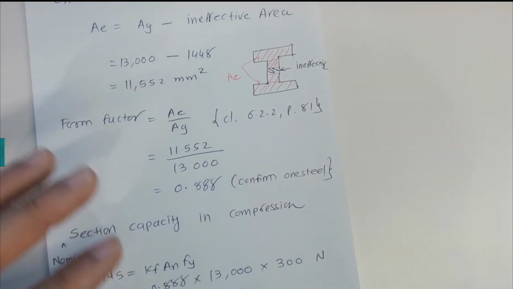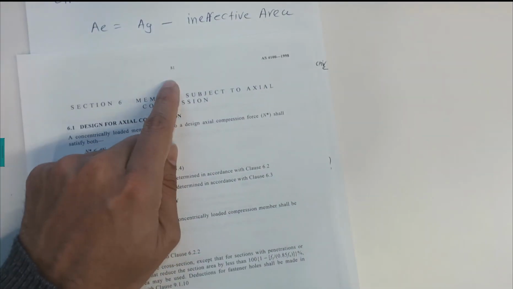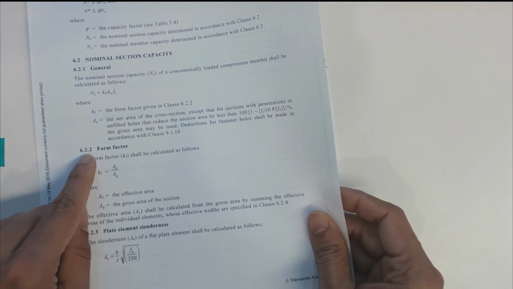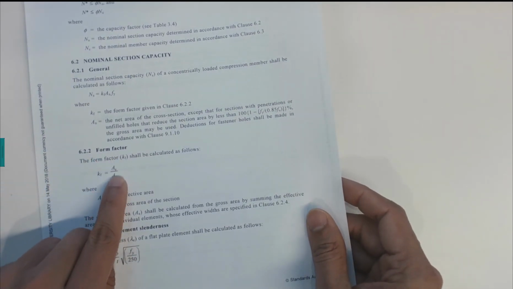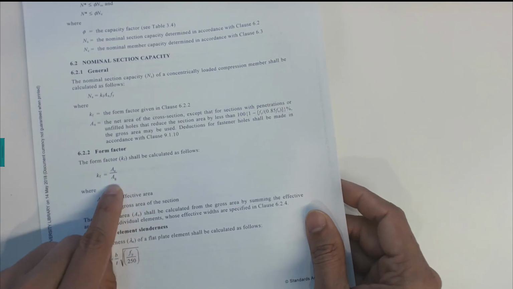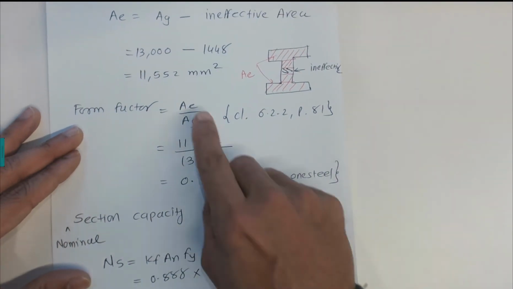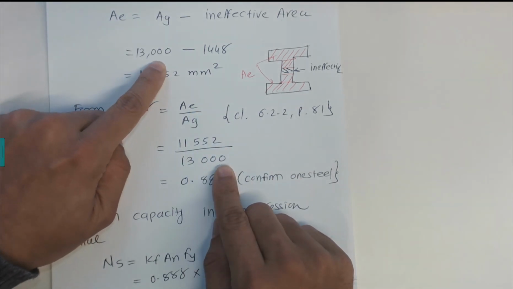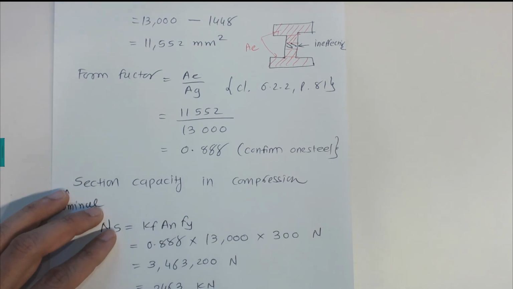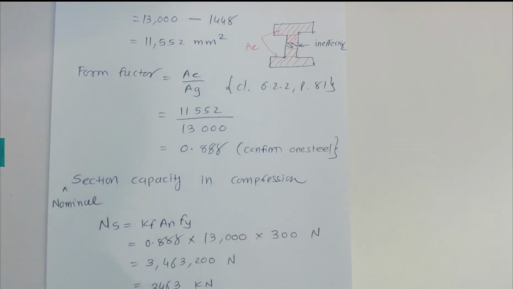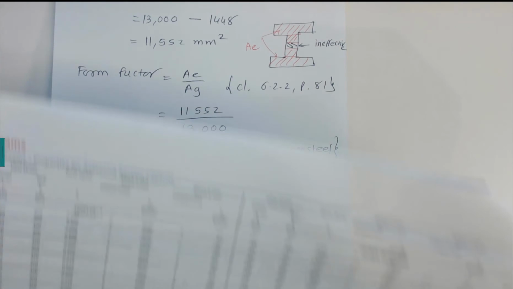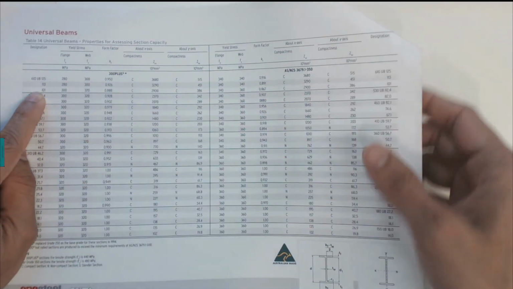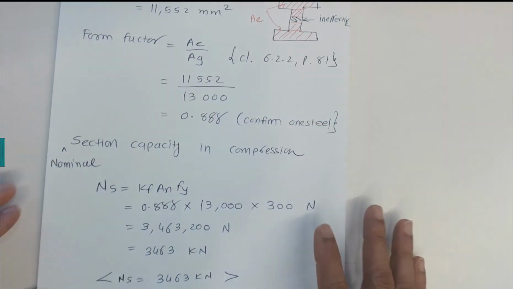Now the equation for the form factor is taken from page number 81, clause 6.2.2, form factor. We have effective area divided by gross area. The effective area we just calculated, 11552, divided by gross area 13,000, gives us the form factor 0.888. That needs to be confirmed with the OneSteel tables. In the OneSteel tables, 610 UB 101 has given the form factor 0.8880. So the answer is confirmed.